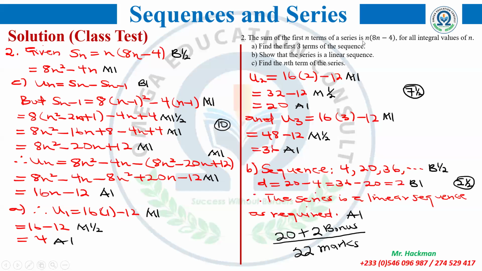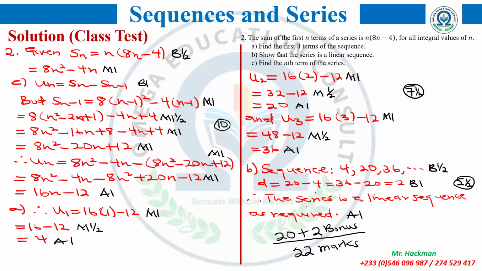The sum of the first n terms of a series is this. So you'll be given S sub n. And remember, I told you, anytime you have your S sub n factorized, expand. That is very critical to always make your work very easy.